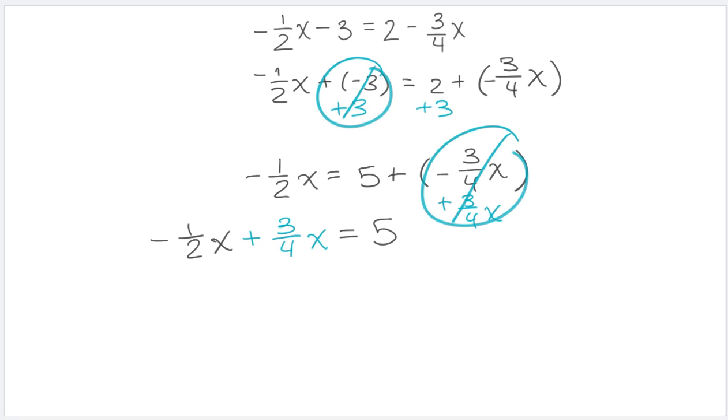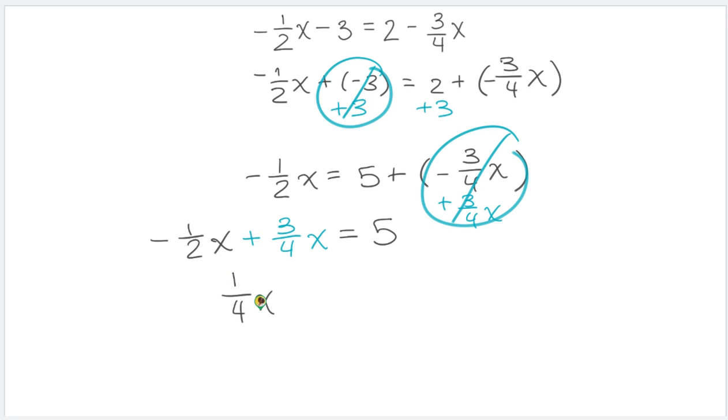So now I have two variable terms, and by now students should know that they can combine those like terms by adding the coefficients. So -1/2 x plus 3/4 x will give us a total of positive 1/4 x. So we'll end up with positive 1/4 x.